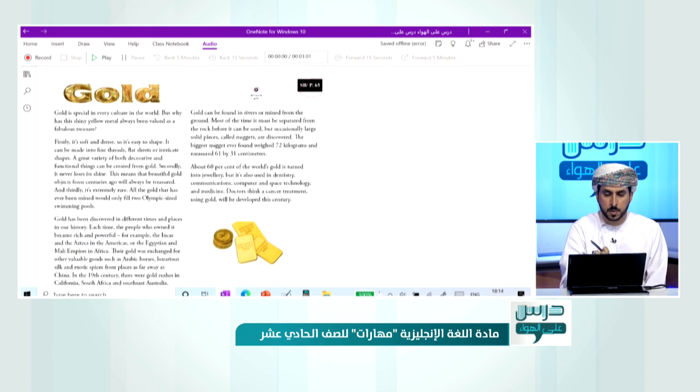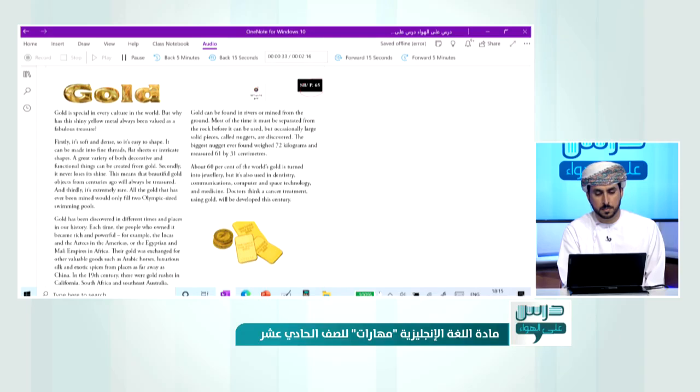Okay, so let's start. Unit 5.3. Gold. Gold is special in every culture in the world. But why has this shiny yellow metal always been valued as a fabulous treasure? Firstly, it's soft and dense, so it's easy to shape. It can be made into fine threads, flat sheets, or intricate shapes. A great variety of both decorative and functional things can be created from gold.